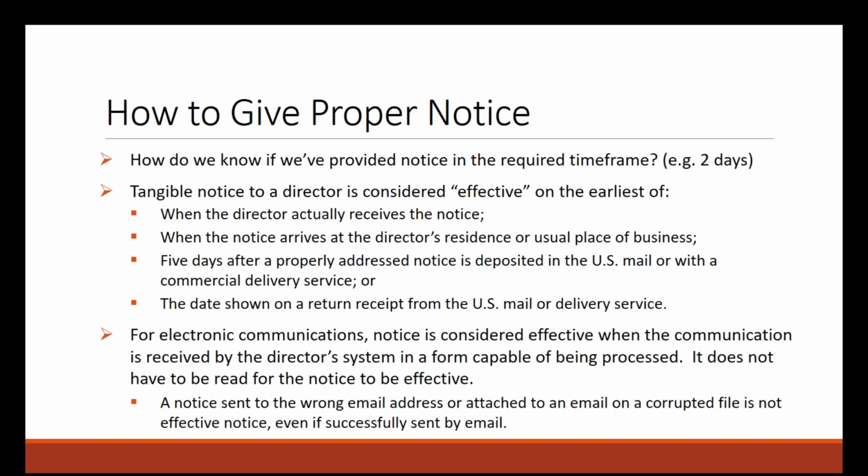Nowadays, you're probably more interested in the next point, which is that for electronic communications, notice is considered effective when the communication is received by the director's system in a form capable of being processed, of being opened. It does not have to actually be read for the notice to be effective. However, a notice sent to the wrong email address or attached to an email as a corrupted file is not effective notice, even if it's successfully sent by email. So the takeaway there is that if you have, for example, a 2-day notice window, the notice is effective once your email shows up in the director's inbox. They don't actually have to read it for you to have satisfied that 2-day window requirement.